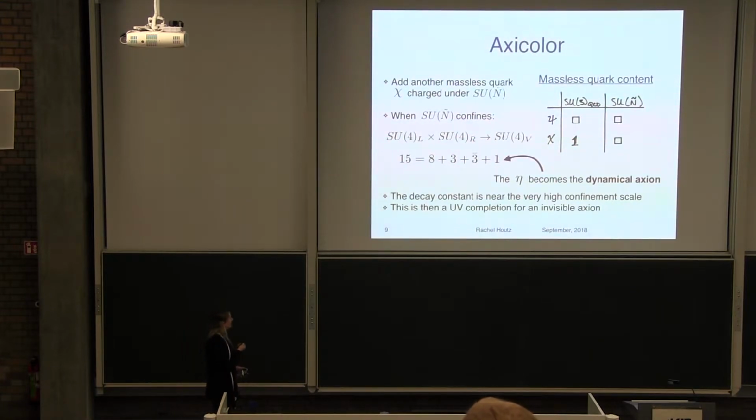When SU(3) tilde confines, there's an SU(4), red, green, blue, 4. So SU(4)_L cross SU(4)_R chiral symmetry breaking gives you these pseudo-Goldstone bosons, and you end up with something that's a pseudo-scalar singlet coupled to G G dual, which is formed out of these massless quarks, which becomes the dynamical axion. And in this model, they didn't really get outside the invisible axion region. You end up with an axion decay constant near this high confinement scale, and this guy doesn't have enough sources of mass, so it becomes light, and this is just a UV completion for an invisible axion model.